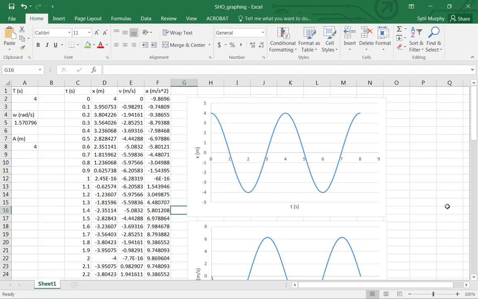I am going to expect that if I give you the graph, you can identify A, Vmax, A max, period, and omega, angular frequency. You can pull everything off the graphs, if you will. I'm also going to expect that if I give you information, you can make the graphs and identify the correct graphs.